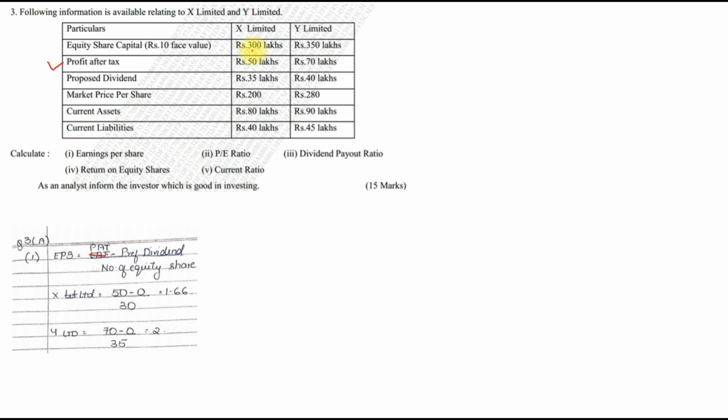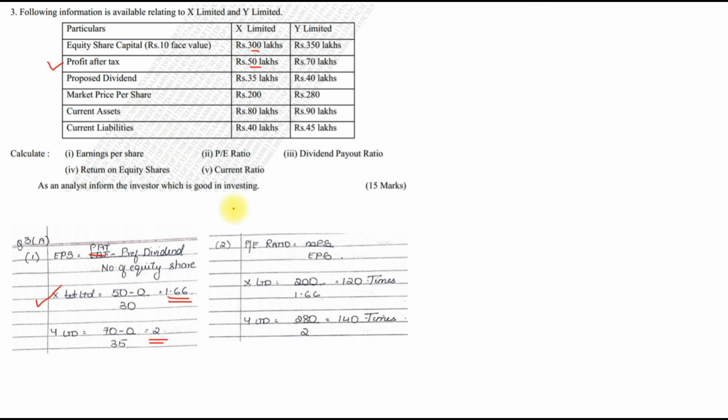So equity shares for X, it was 300 divided by 10, so it comes to 30, and 350 divided by 10 comes to 35. The profit after tax was 50 and 70 respectively. So for X Limited, it is 50 minus 0 upon 30, which came to 1.66. For Y Limited, it is 70 minus 0 upon 35, which came to 2. So earning per share is rupees 1.66 and rupees 2.